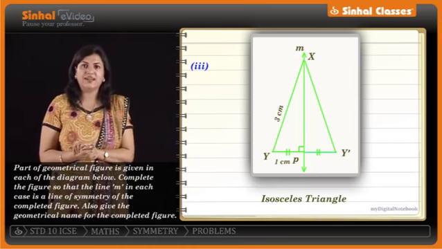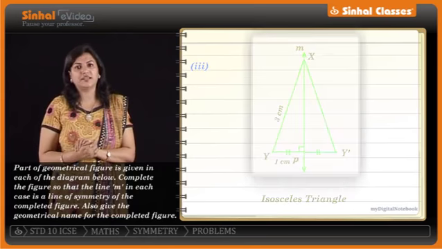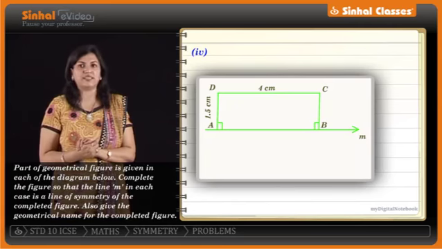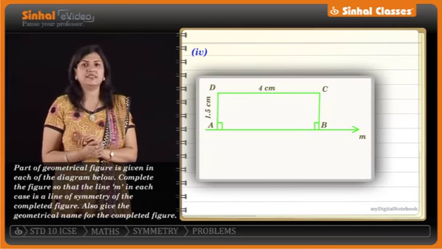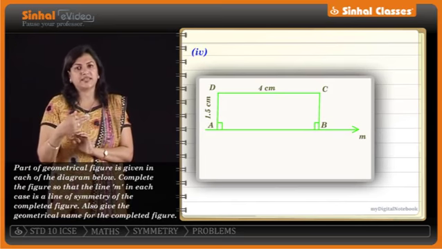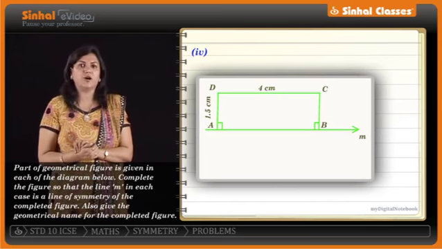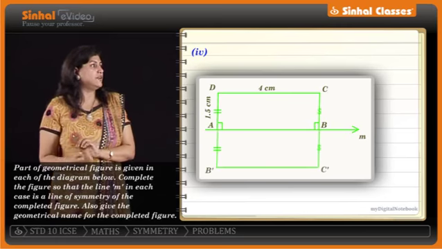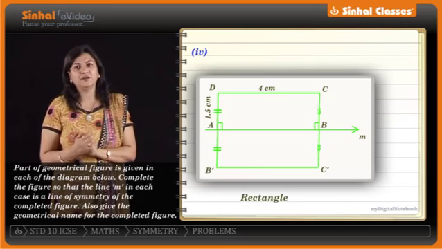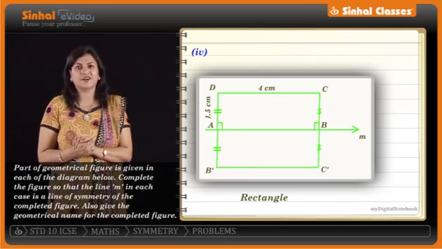We take the fourth one. In this, we have a quadrilateral ABCD with dimension AD as 1.5 and DC as 4 cm. We complete this figure. That is, we draw the same thing on the opposite side. Now, when we look at this new figure, it is a rectangle. And we know that a rectangle has two lines of symmetry.